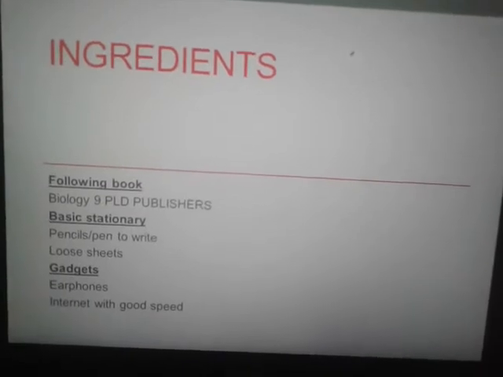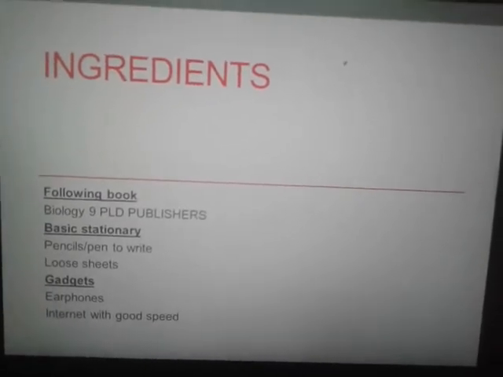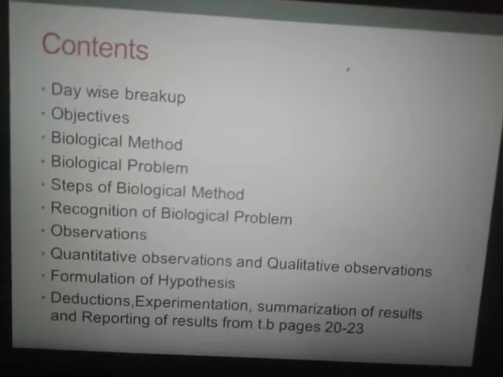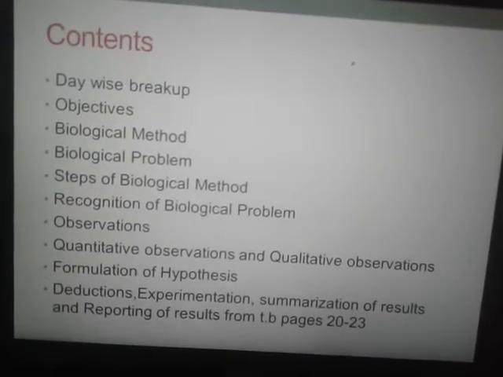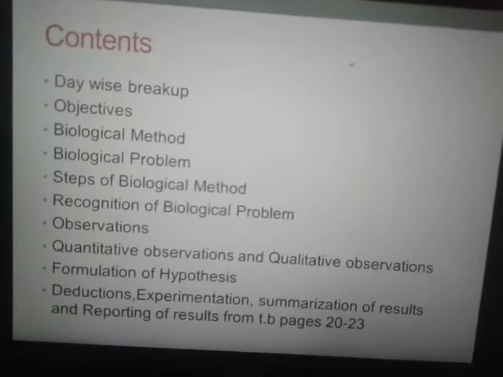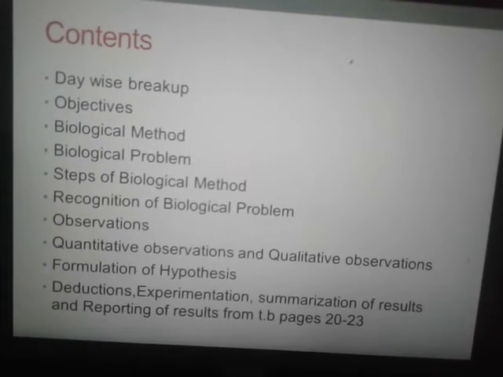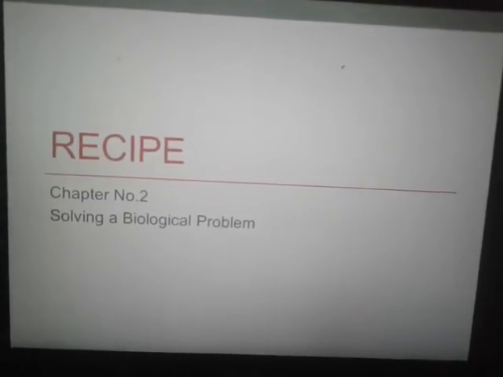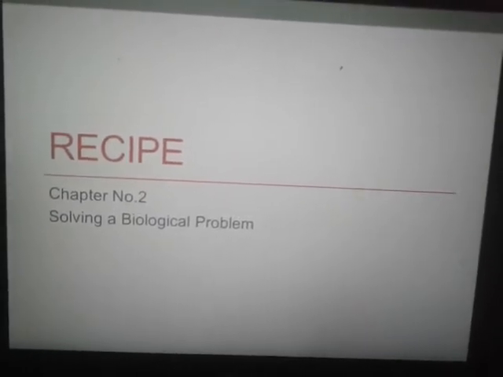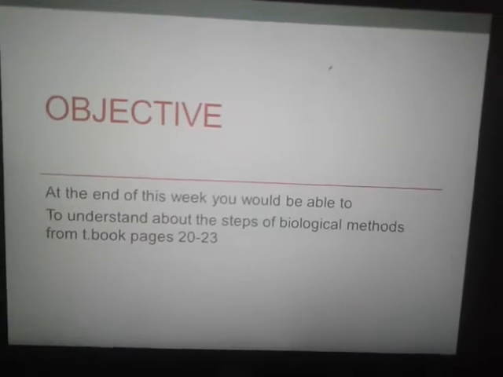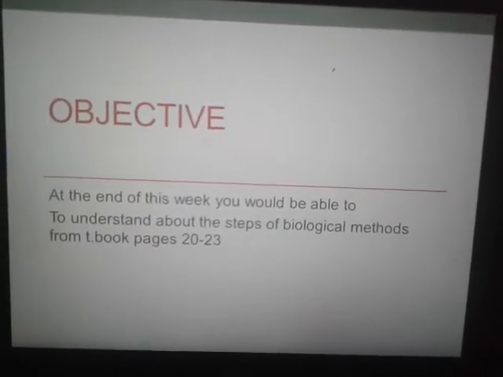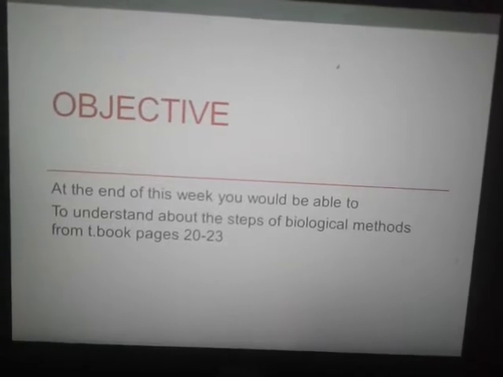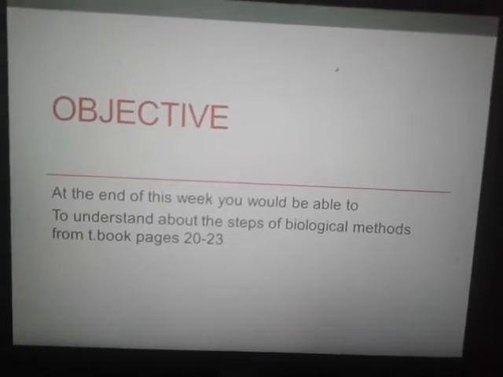You must have the following: book, basic stationery, and gadgets. Contents include day-wise breakup, objectives, biological method, biological problem, and steps of biological method from textbook pages 20 to 23. Recipe is chapter number 2, solving a biological problem. Now it's time to share the objective. At the end of this week, you would be able to understand the steps of biological method from textbook pages 20 to 23.